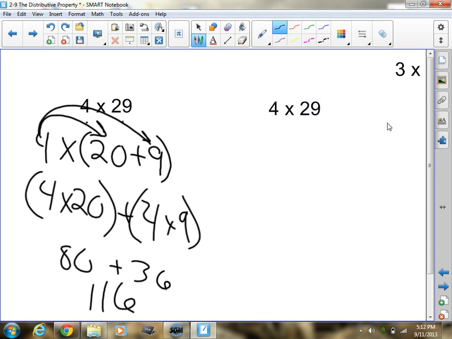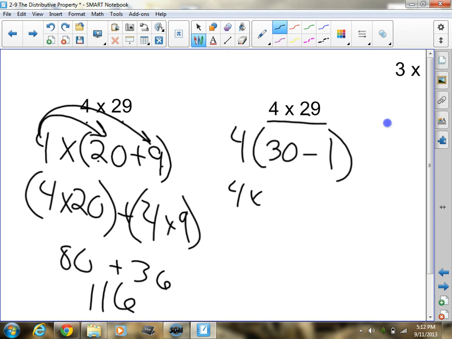So here I thought about it, 20 plus 9. That's kind of easy. How about we think about it like this? 4 times 29 is the exact same thing as, ooh, Mr. Hurst just pulled a fast one on you. So instead of saying, right here, 20 plus 9, now I'm going to say 30 minus 1. That would work as well, because 30 minus 1 is the exact same thing as 29. So let's solve it like this.